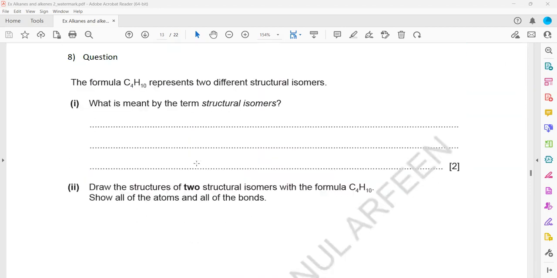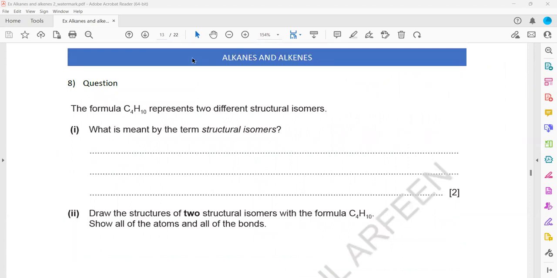In question 8, the formula C4H10 represents two different structural isomers. What is meant by the term structural isomer? What is the compound's definition? Compounds which have the same molecular formula but different displayed and structural formulas. Yeah, so compounds with the same molecular formula but different structures, you can also say that. Displayed formula, skeletal formula. There are different types of formulas for organic compounds. If you just mention different structural formula, that's fine.